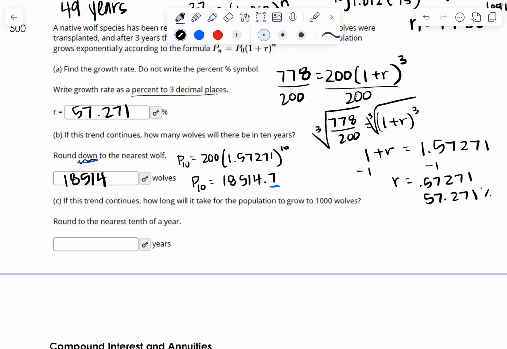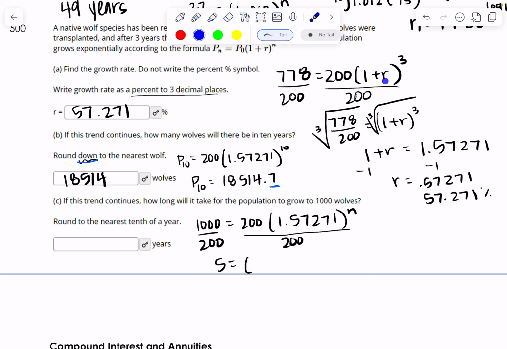Okay, and then our last part to this one is how long will it take for the population to grow to 1,000 wolves? So 1,000 equals 200 times 1.57271 to the nth power. So this is basically everything that you would need to know about exponential problems, because you have to find R and now you have to find N. You have to plug it in. So this is everything that you could be asked about for an exponential problem. And then 1,000 divided by 200 is 5. So I just wrote 5.